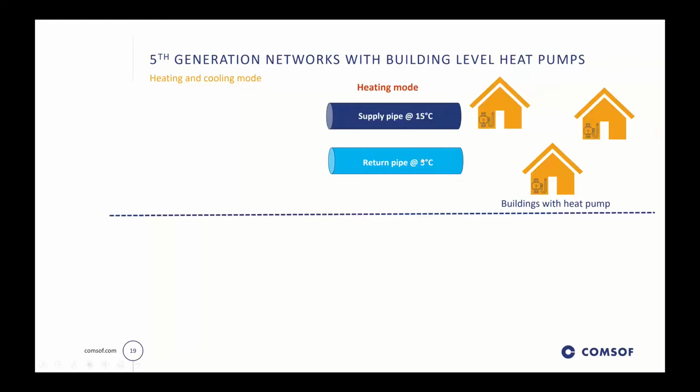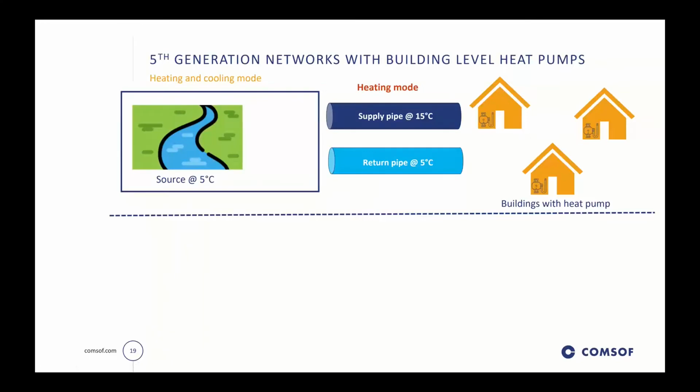The return pipe has a lower temperature, typically for heating networks, of course. And suppose that we have a source at the riverside at 5 degrees. It's not yet enough to get to 15 degrees, so we need an additional heat pump in between the river and, let's say, the entry point to our network. Of course, you can as well have another source, maybe a data center, where you have 15 degrees heat available directly. In that case, you don't need to invest in a heat pump at the source location.